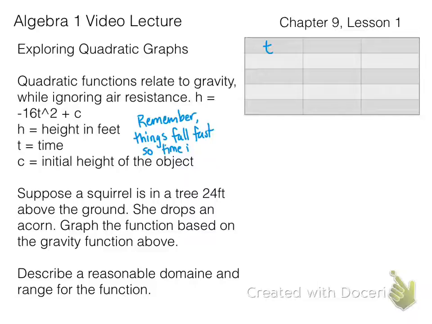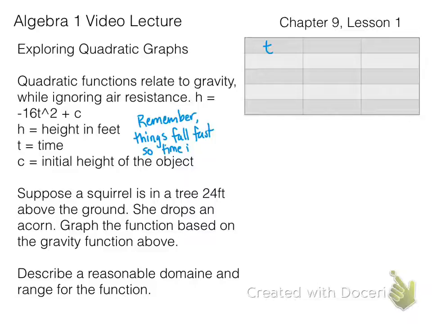The equation for this is h equals negative 16t squared plus c, where t is time in seconds and c is the initial height of the object. So if you go outside and start dropping some relatively dense things that don't have much wind resistance, you're going to be able to see this and graph it out if you were able to time them.